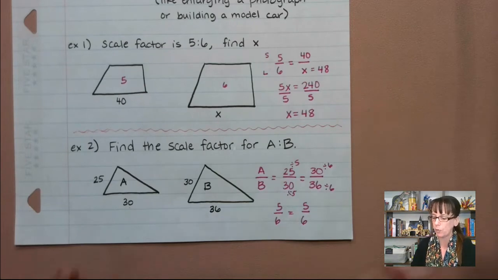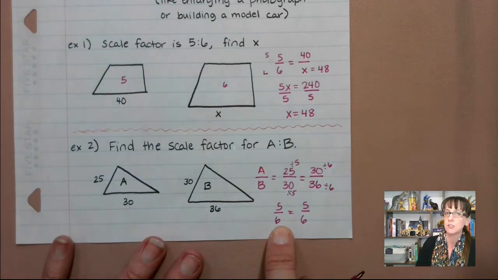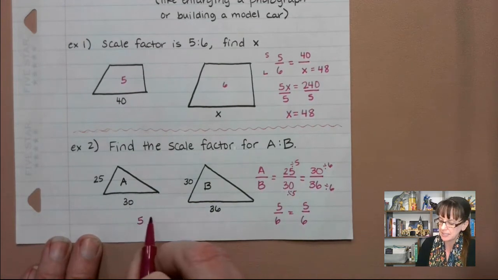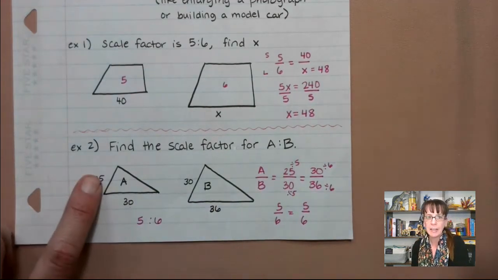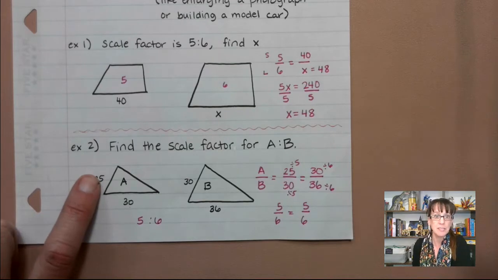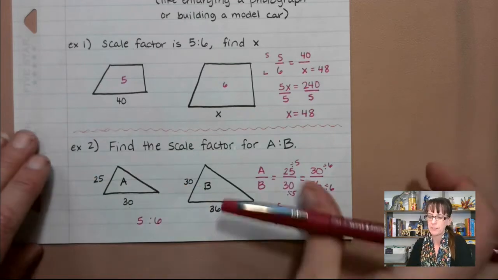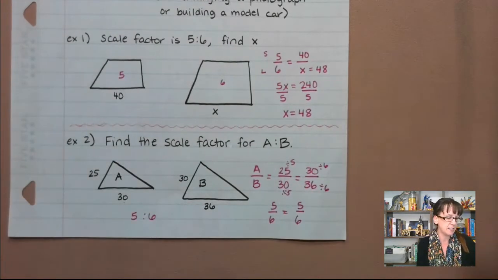But in the meantime, what we can do with that information is determine our scale factor, and our scale factor is right here. It's just 5 to 6. So for every 5 units that we have here, we have 6 over here. Okay, so let's talk about our next one.